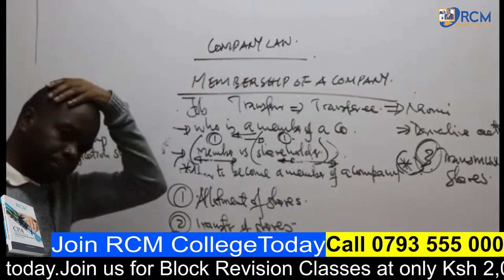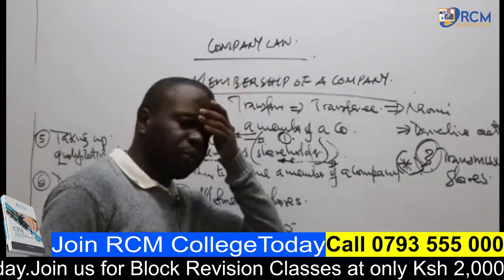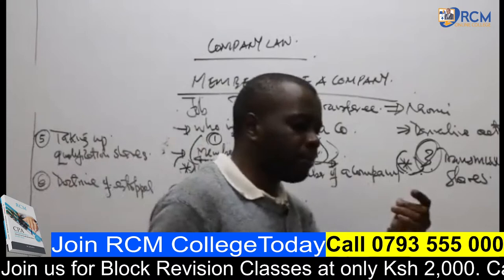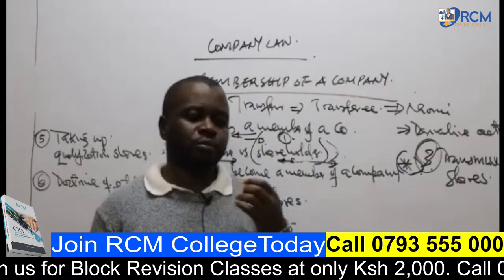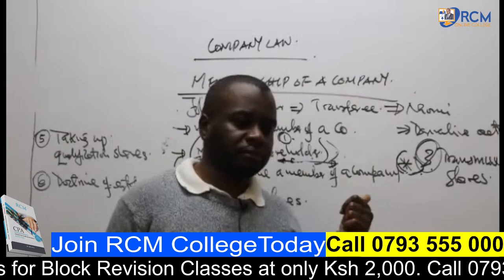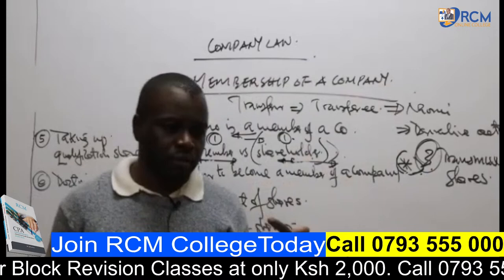So the first one, through allotment of shares. For example, if a company has done an initial public offer. An initial public offer simply means the company, a public company, has floated shares. So they have come up with a prospectus. We'll see later on what a prospectus is under the topic of share capital. So they have advertised that they are looking for people to buy its shares. Then you as a person, let's say, for example, in this case, Lamek, basically subscribes or applies for the shares.